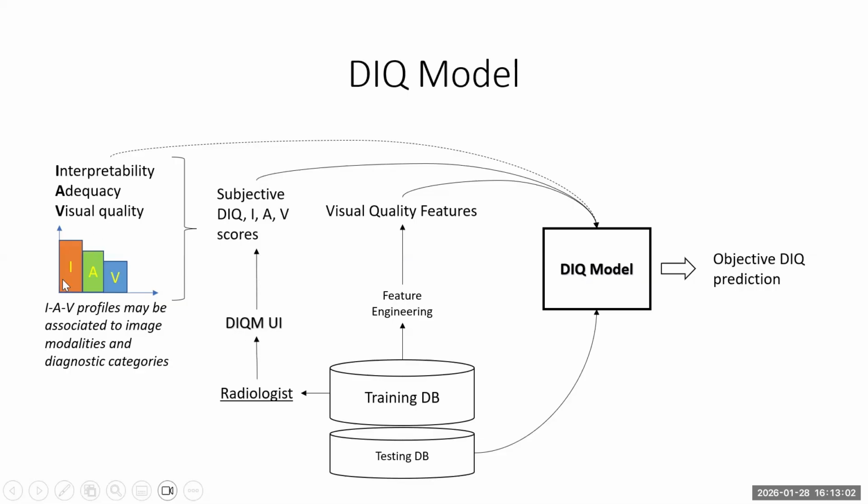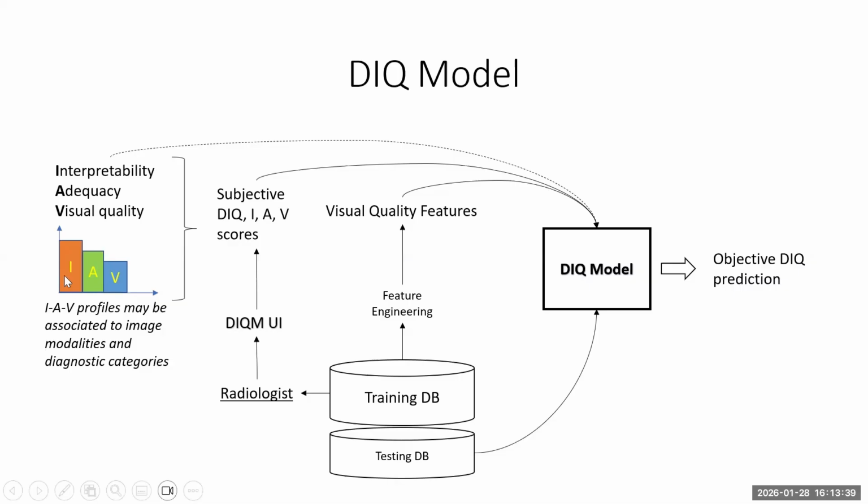Another aspect was that this proportion between interpretability, adequacy, and visual quality is not the same for all imaging modalities, right? If you have seen images of ultrasound for carotid artery or heart, and if you're a purist in terms of visual quality, you'd be amazed. The first time I saw it, I thought, what can you read there? And yet the cardiologists actually consider that interpretable and they make diagnoses based on that kind of image.